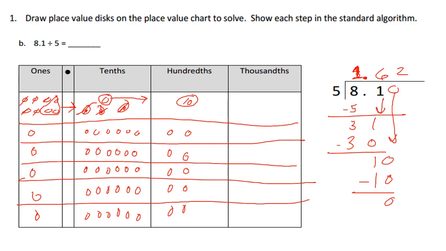If we look at the place value, we end up with 1 and 1, 2, 3, 4, 5, 6. The same thing we ended up with in the standard algorithm.